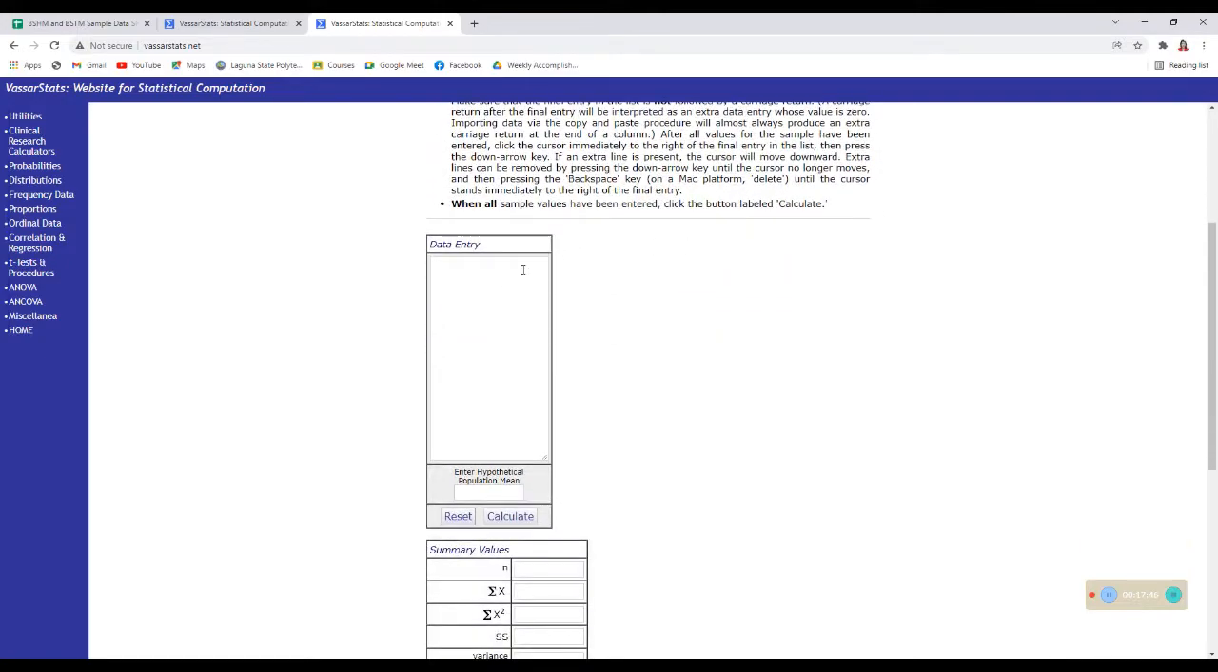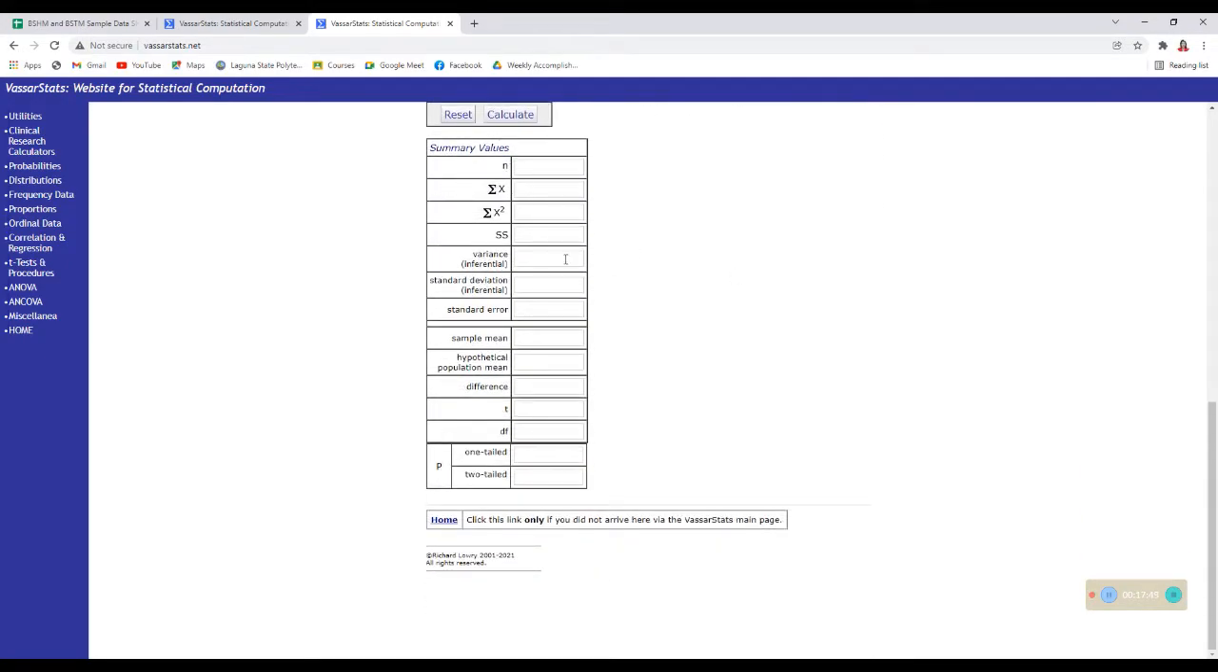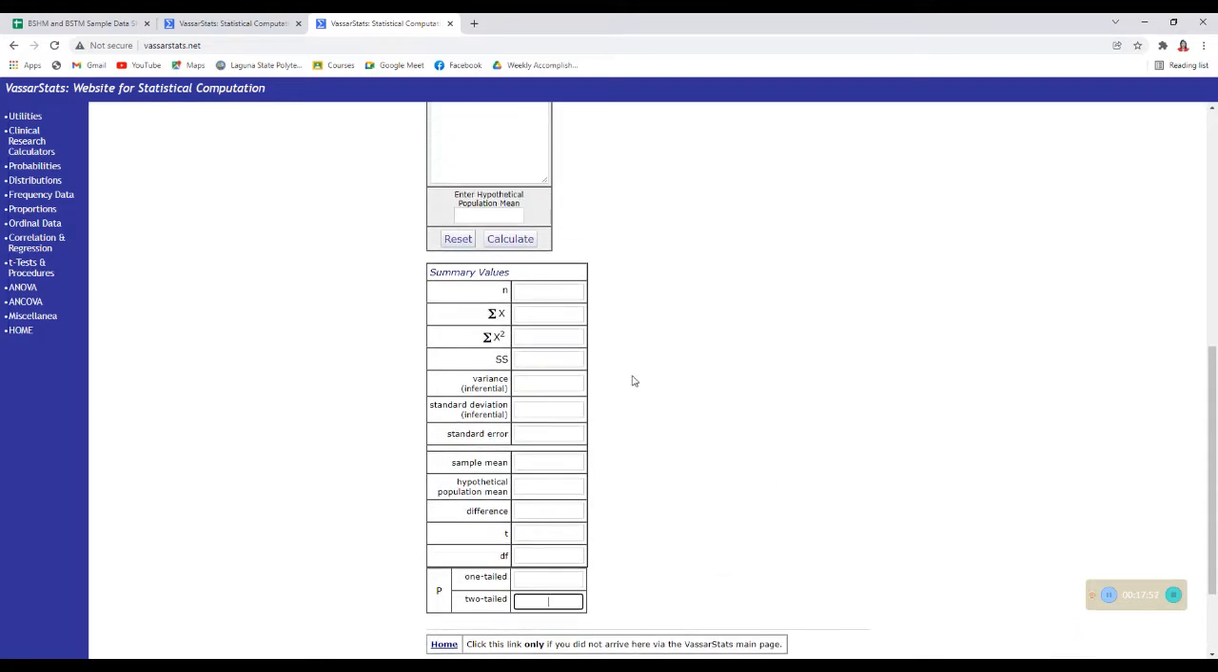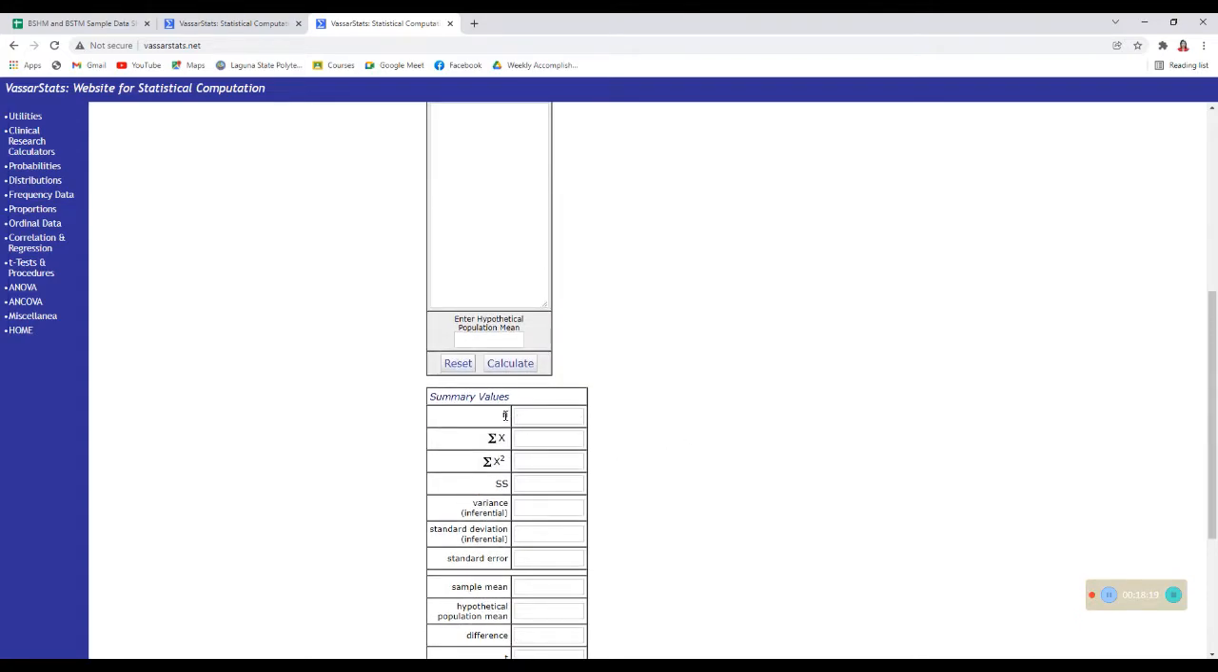Makikita nyo, may box dito for data entry, may box for summary values. Dito tayo titingin sa T at saka sa P. May dalawang choices for P, one-tailed and two-tailed. Nandito rin yung mga importante na statistical descriptives niya. Meron tayong sample mean, yung hypothetical population mean natin. Ano pa bang importante dito? Standard deviation, ayan. Kung magko-correlation analysis kayo, later on pa yon. So, meron din ng ibang mga kailangan natin na values.